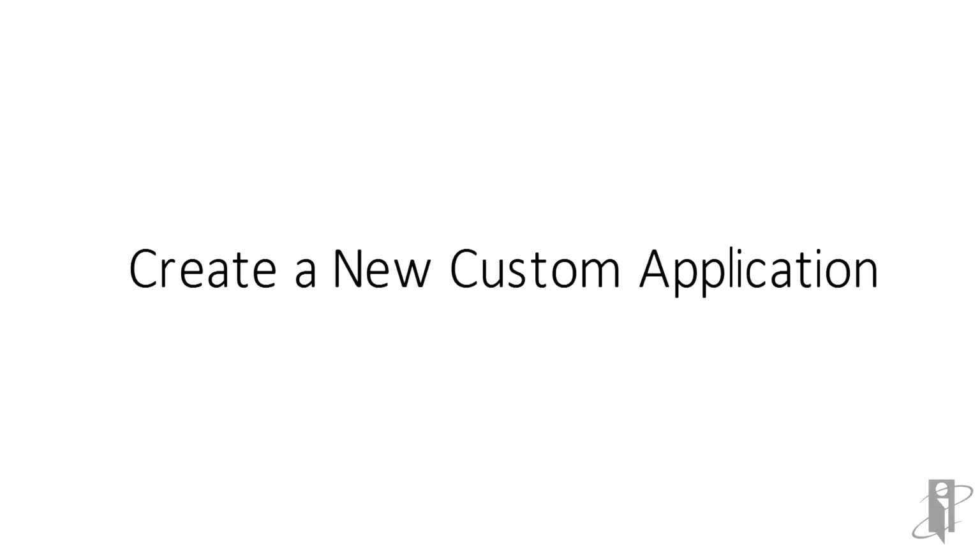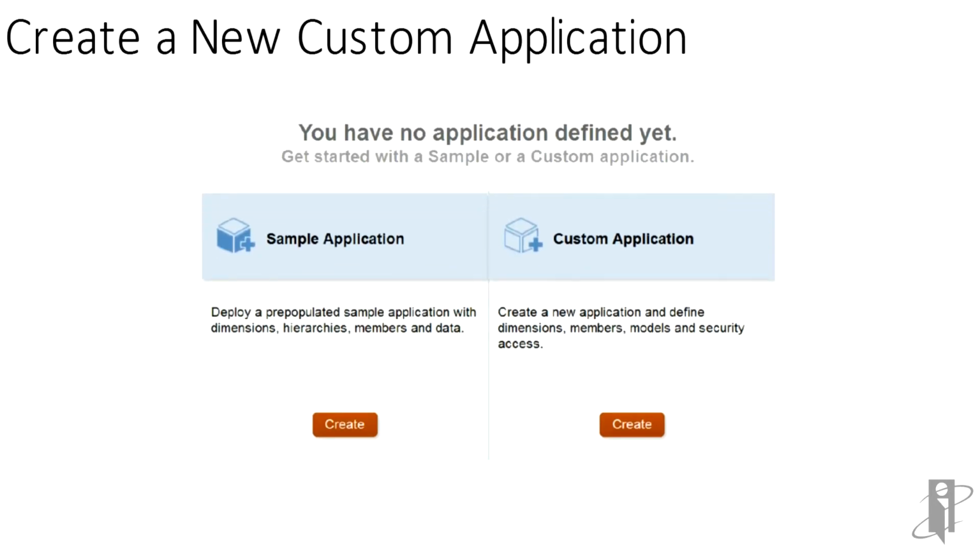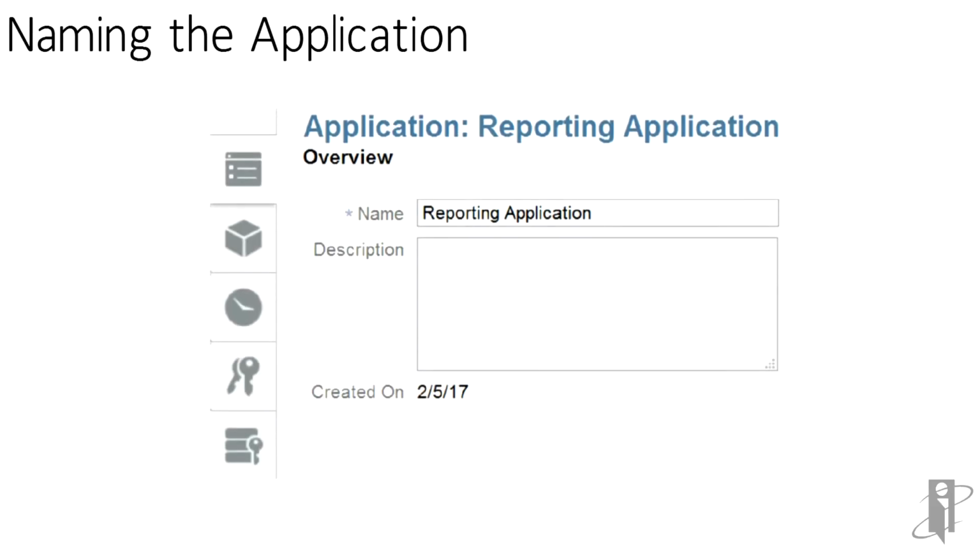When you first go to create your new custom application, assuming you've already deleted any existing applications, you'll see a screen that looks like this, where you have the choice to create a new custom application or create a sample application. Next, you'll need to name the application. And this application name does not have the same constraints as your normal Essbase application. You can give it however many characters you would like. You can give it an optional description as well.